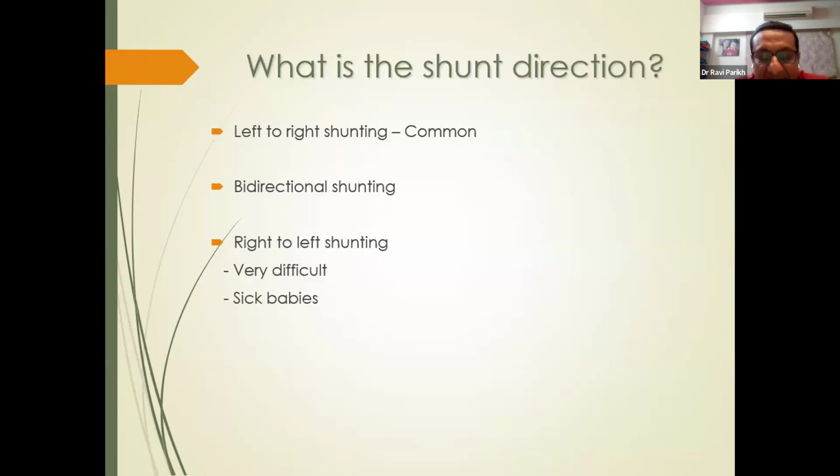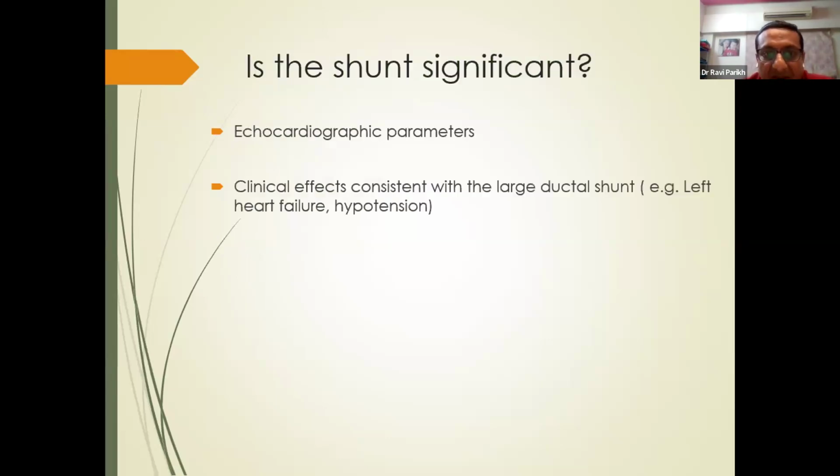Once you start learning, more than 90% of the time you will see left to right shunting, which is very common. That is a red color. Sometimes you will also see bidirectional shunting, if there is more PPH, so red and blue both colors. Right to left shunting is very difficult to identify without experience, and you will see it especially only in a very, very sick baby. So at present, what you need to learn when you are starting is to see the left to right shunting, which is a duct that is red or orange in color.